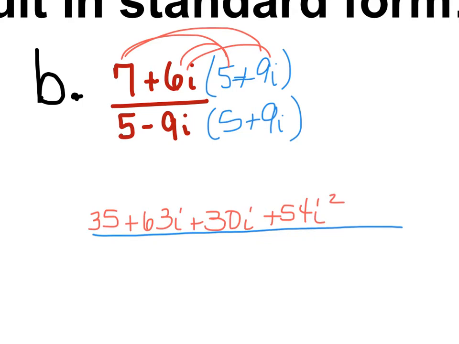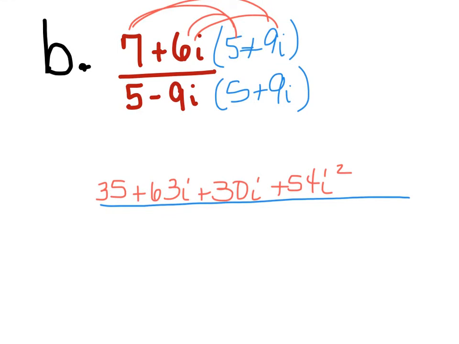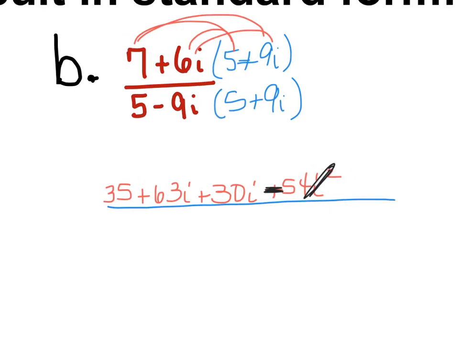Now I'm going to do a little more cleaning up. i squared becomes what? So I'm going to cross that out and make this negative 54, right? So that I can combine 35 and negative 54 and get what? Negative 19. Is it negative 19? Yes. Okay, I'm just going to go with you on that.